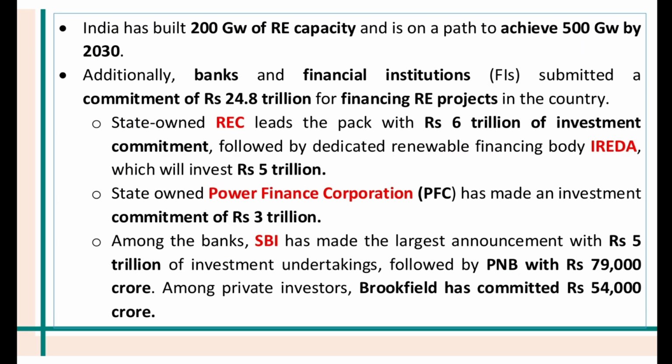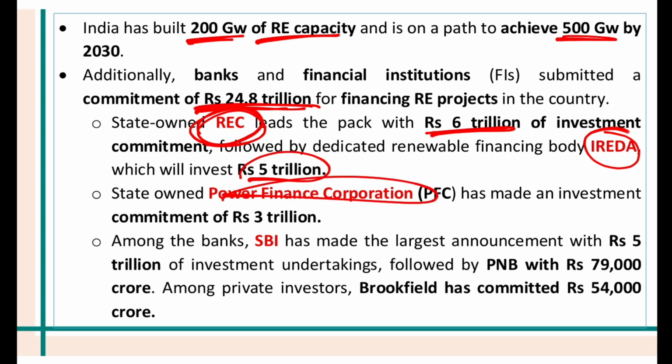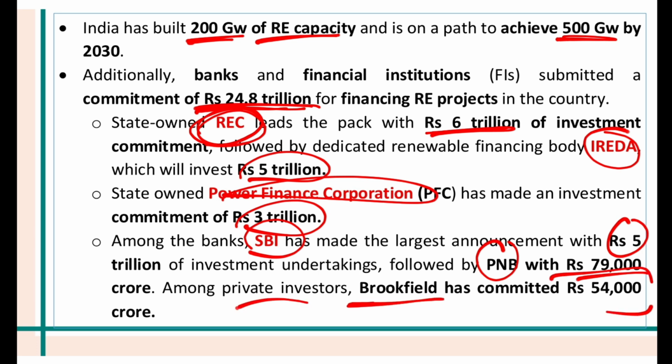And currently India has around 200 gigawatt of renewable energy capacity. Our target is 500 gigawatt by 2030. If you talk about the companies which have committed the investment, you can see approximately 25 lakh crore investment has been committed. Highest is by Rural Electrification Corporation, 6 trillion rupees or 6 lakh crore. IREDA is second with 5 lakh crore. Power Finance Corporation is third with 3 lakh crore. Among the banks, State Bank of India has made the largest commitment of 5 lakh crore. Then Punjab National Bank, 79,000 crore. And among the private investors, Brookfield will invest 54,000 crore in Indian renewable energy projects.